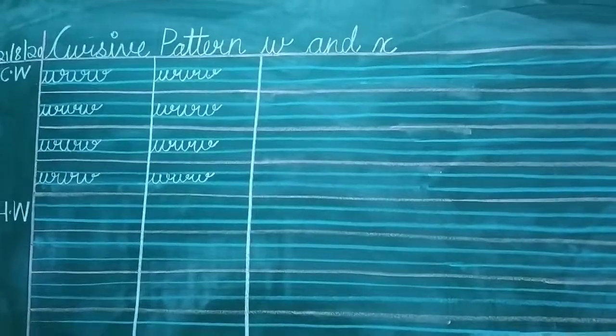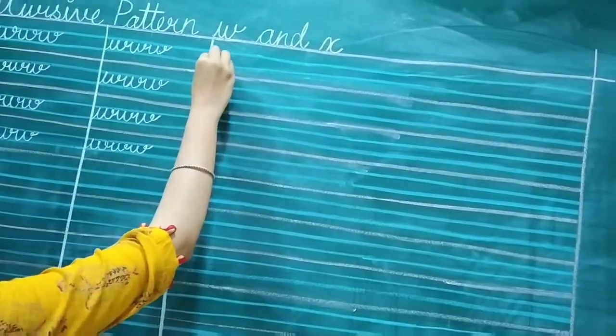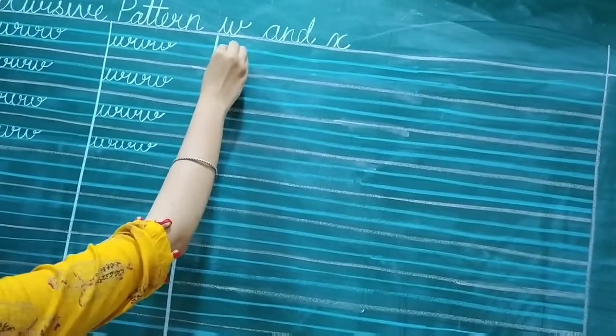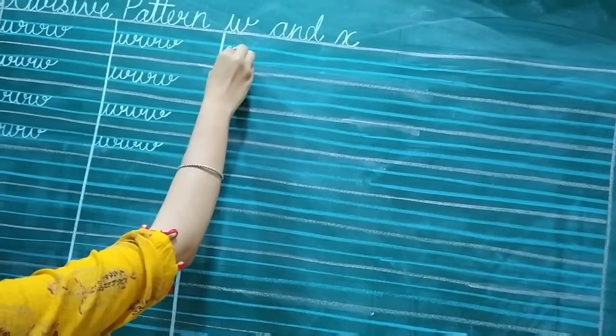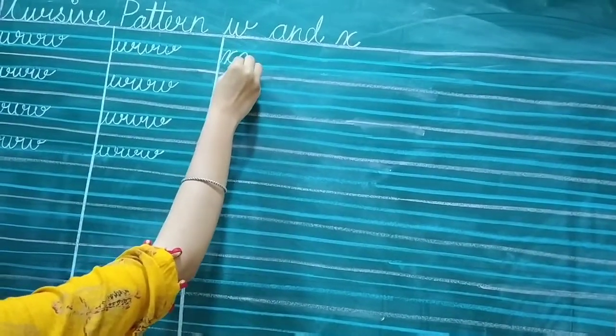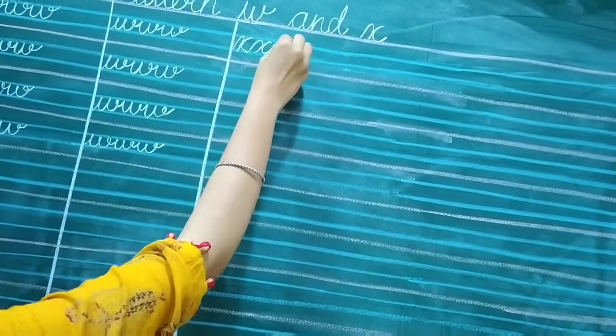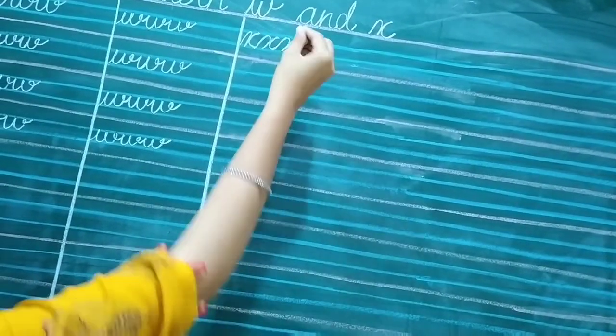Now let's write letter X. What does X stand for? Xmas tree. See, this is X, okay? But you will not leave your hand and you write it continuously three times. X. X for Xmas tree.